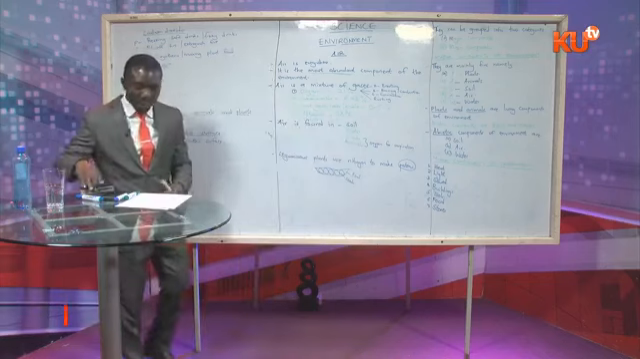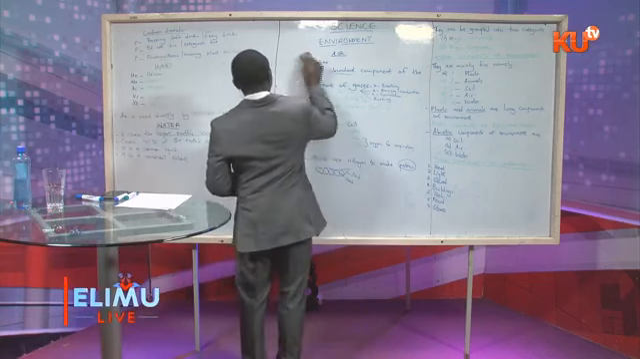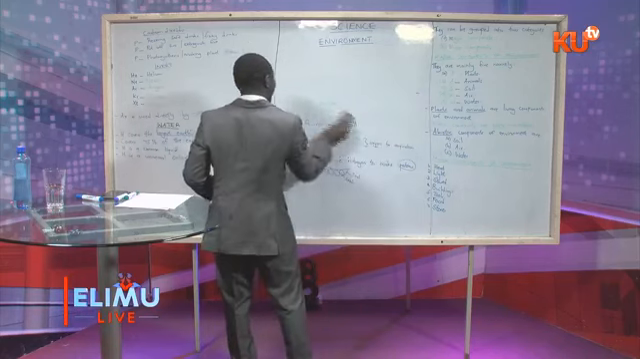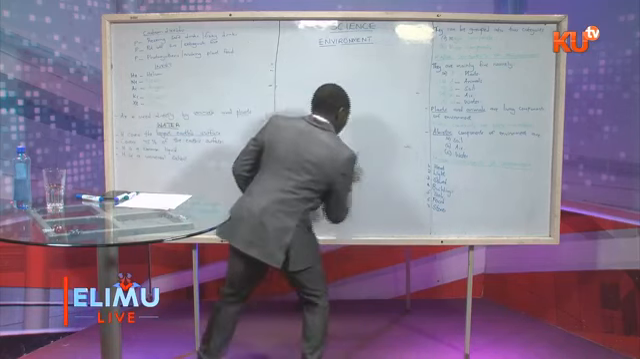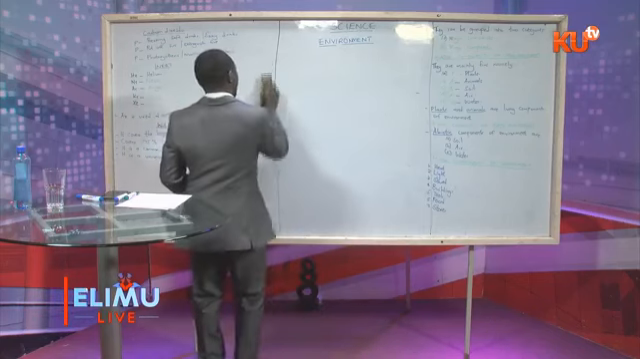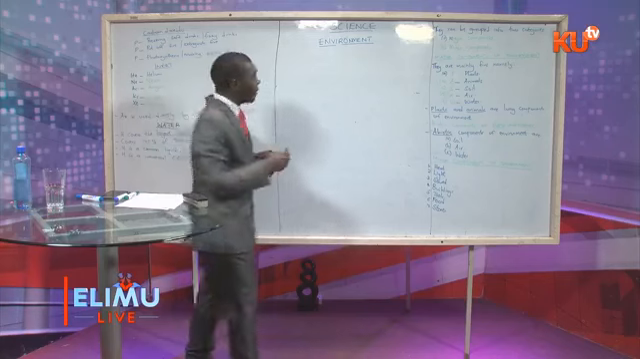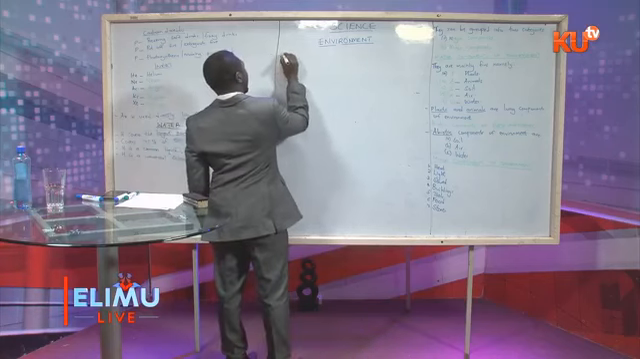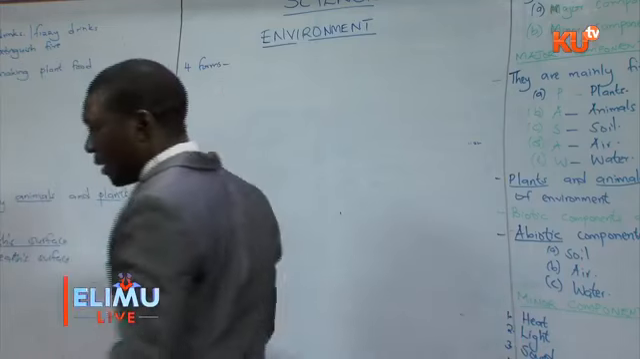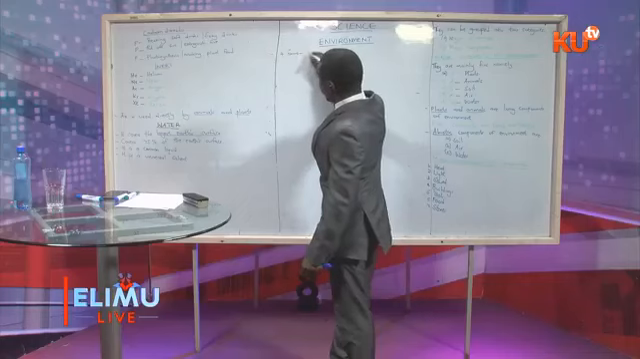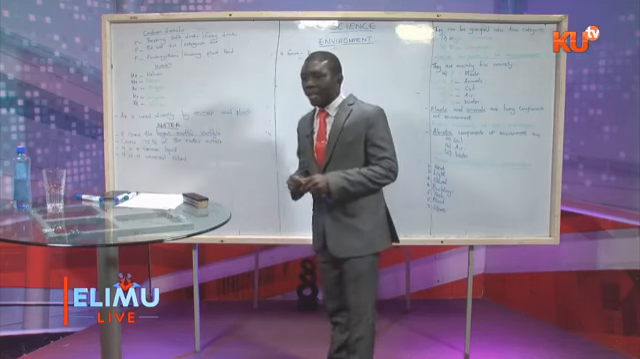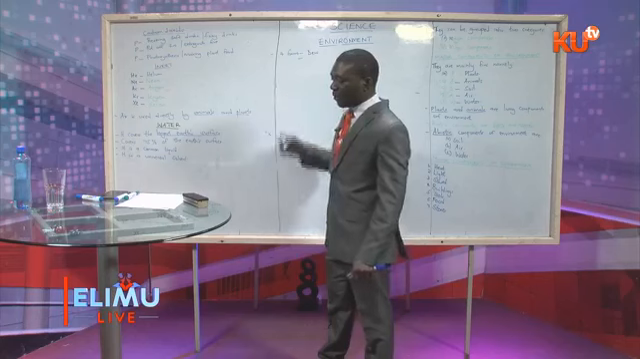Water in the environment is available in 4 forms, or appears in 4 forms. The first, it appears in the form of dew. Early in the morning, if you look at the grass, we have got dew on it. So water appears in the form of dew.